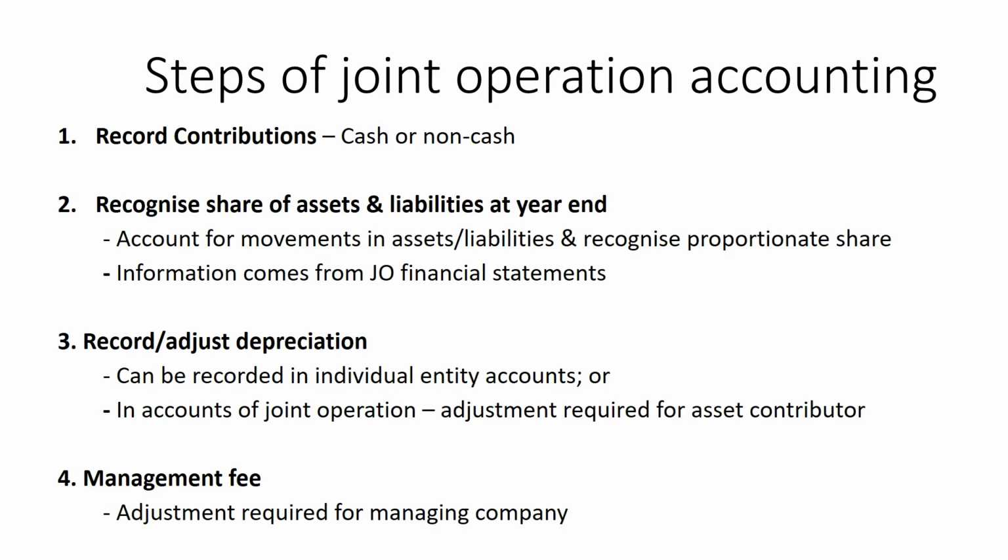Now we need to record or adjust our depreciation. Depreciation can either be recorded separately in the individual entity accounts of each joint operator or in the accounts of the joint operation itself. When we do the second one, we need to do an adjustment for the party which actually contributes the asset, and we'll go through that a little bit later. And then we also need to account for our management fee. Sometimes one of the joint operators is paid a management fee for actually managing the joint operation.